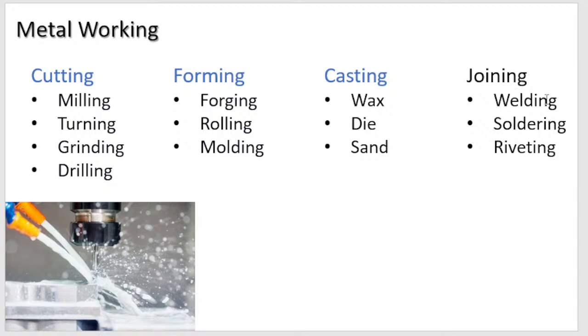Welding can be on a mass scale. Soldering is usually on a smaller scale. And riveting could be both, but medium to large scale as well. So that's joining.